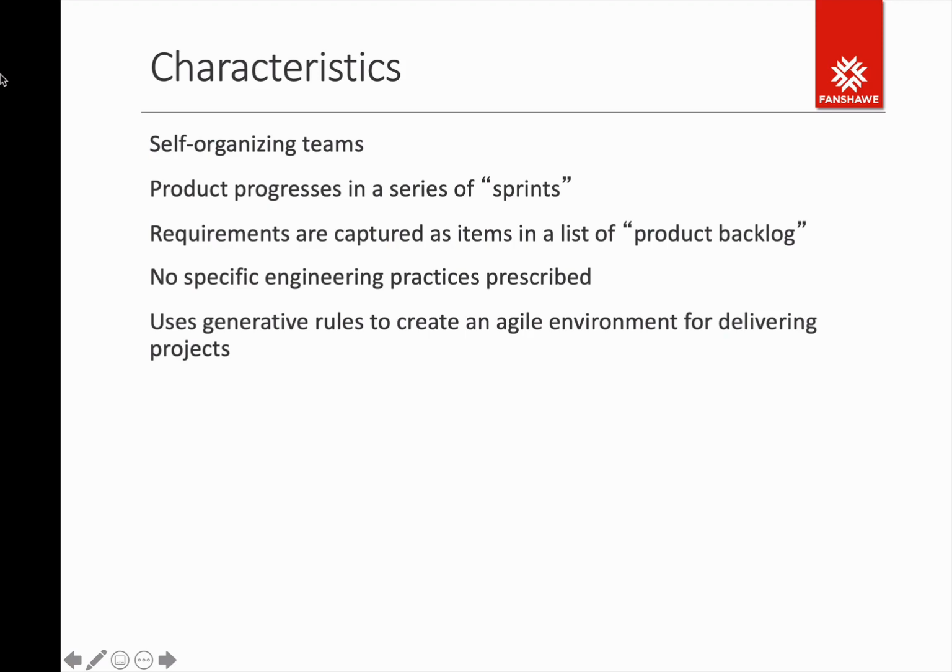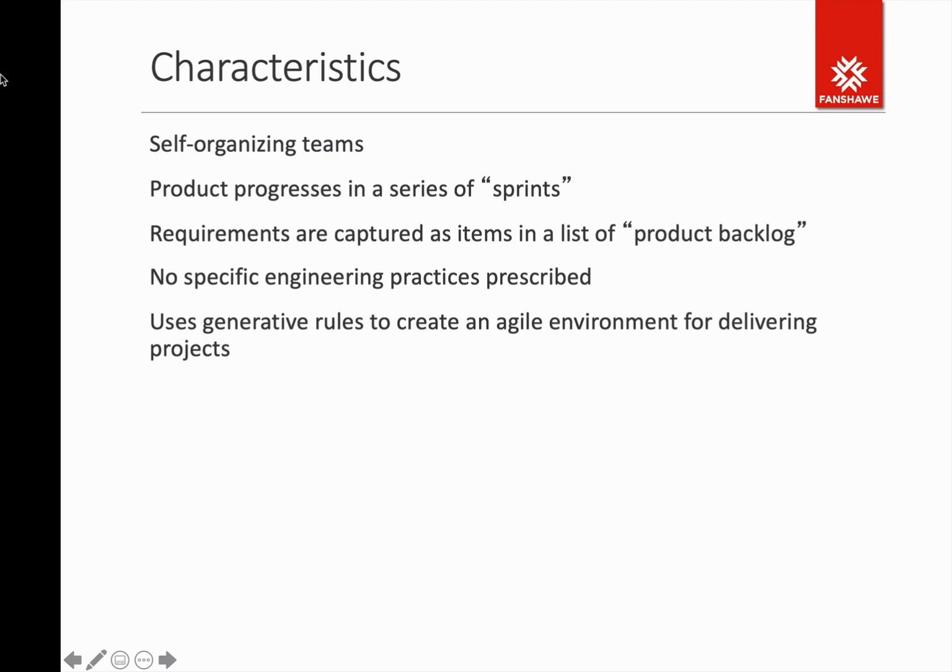So when we think of the characteristics that come along with Scrum, the first thing, and I've already mentioned it, is we have self-organizing teams of developers. The next thing is the iterations. We have a particular term: we call them sprints. The list of requirements in a Scrum project is actually referred to as the product backlog. So when you build requirements for a system, you're going to be creating a list called a product backlog.